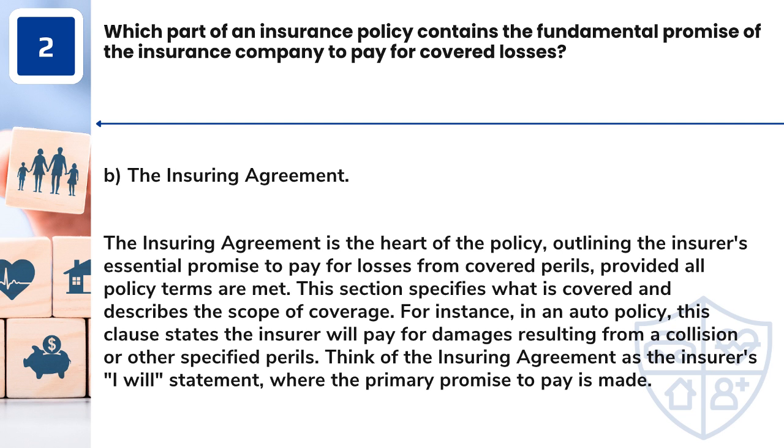Answer: B. The insuring agreement. The insuring agreement is the heart of the policy, outlining the insurer's essential promise to pay for losses from covered perils, provided all policy terms are met. This section specifies what is covered and describes the scope of coverage. For instance, in an auto policy, this clause states the insurer will pay for damages resulting from a collision or other specified perils. Think of the insuring agreement as the insurer's "I will" statement, where the primary promise to pay is made.